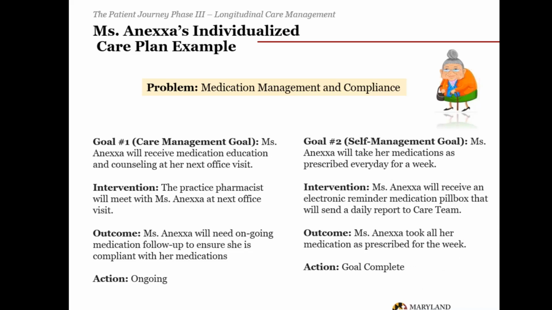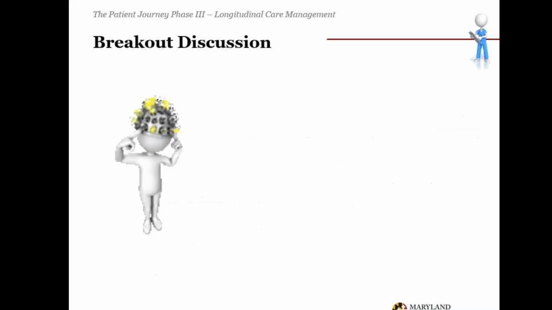Same thing, the second goal is a self-management goal. So she has her role to play here. She will take her medication as prescribed every day for a week. Maybe we've identified medication adherence might be an issue here. The intervention is that she will receive an electronic medication reminder pill box. We're getting all innovative here. And then she will send a daily report to the care team. Ms. Anexa took her medication as prescribed for the week, goal complete. Now, notice this, we're trying to make sure we celebrate little successes. The goal was to adhere to your medication just for 1 week. And when she is able to accomplish that, we check the box and say, hey, when can we do that now for 2 weeks? So things like that.